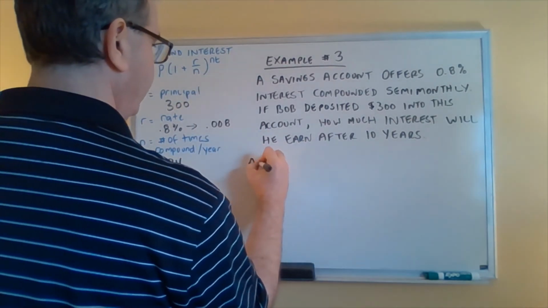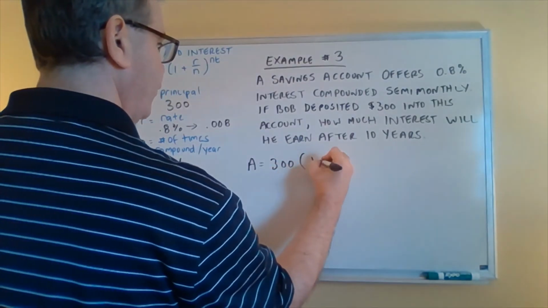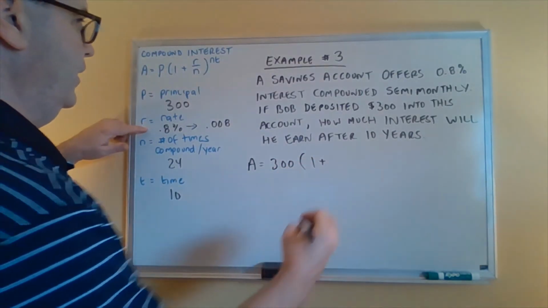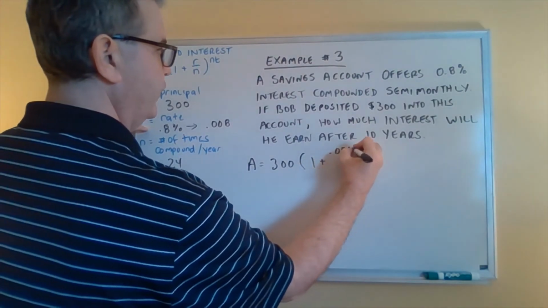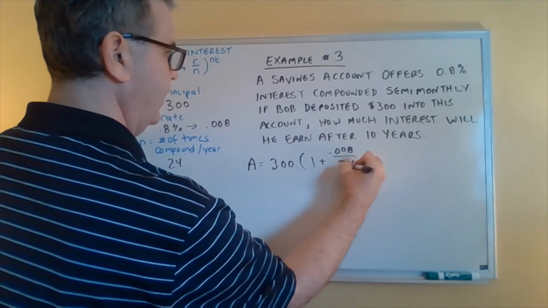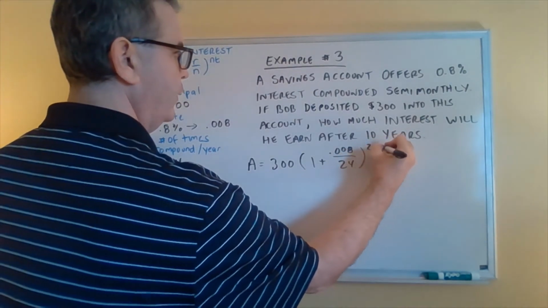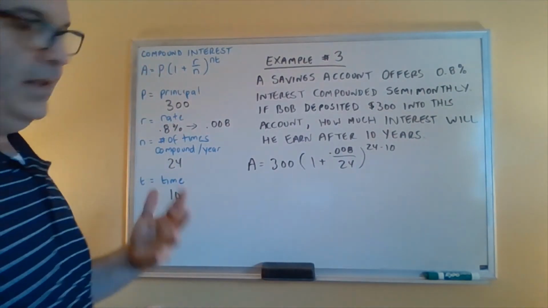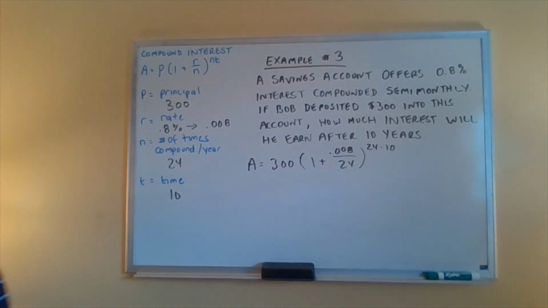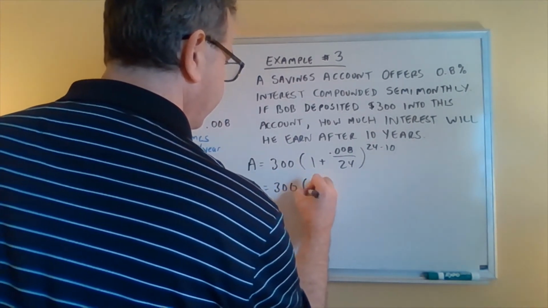So our total amount is going to equal our principal of 300 times 1 plus our rate 0.008 over our number of times that we compound, that's 24. And we're going to raise that to the 24 times 10 power. And that's going to give us our total amount. So let's simplify what we've got going on inside the parentheses first.